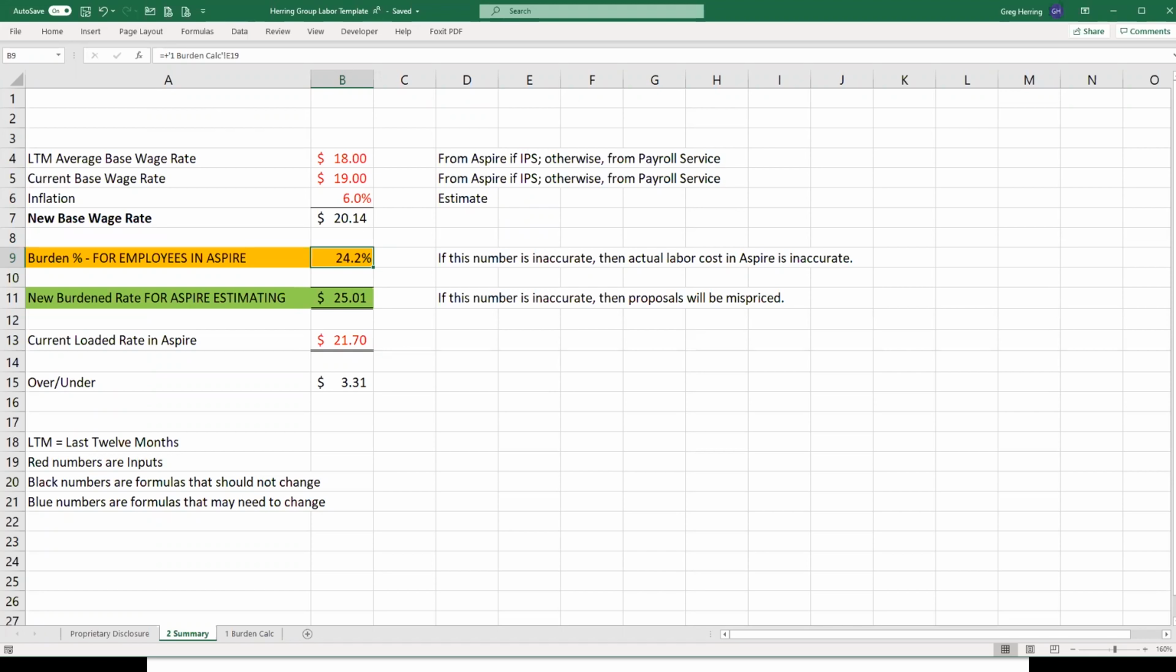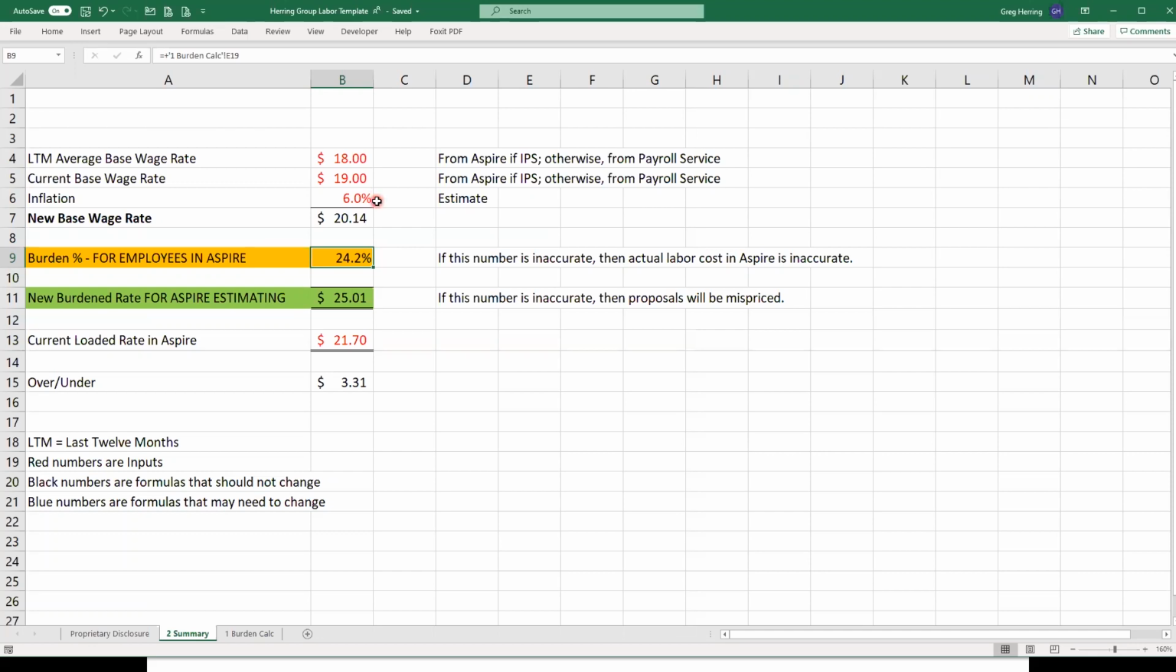I like to see what the average base wage rate is for the last 12 months. LTM is last 12 months. So you can calculate that using the Aspire report or using your payroll service. And that's showing $18. I like to then run the same report for the last month or maybe 2 months. Very recent, but enough data to make sure that anomalies aren't skewing the data. In this example, they're $19. That's reflecting the inflation that we've seen in the landscape industry labor market.